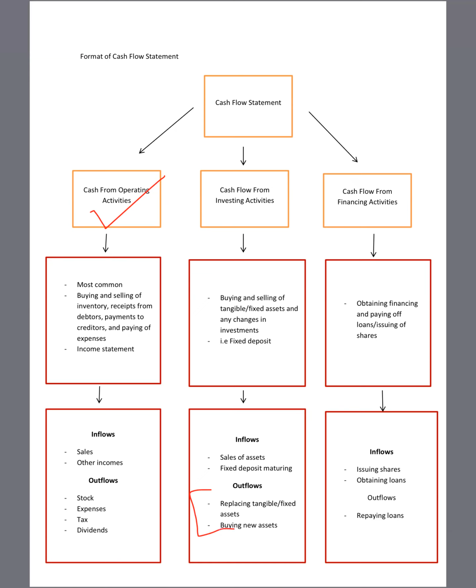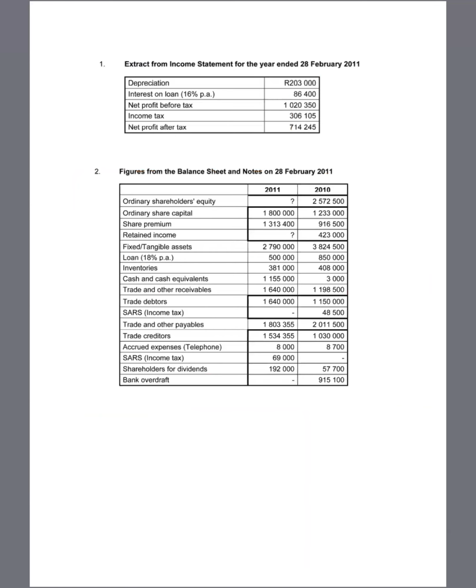So now let's look at the activity we are doing. Let's go to our balance sheet. So here, can you see that we have fixed and tangible assets there? Yes, at the balance sheet. And then let's look, do we have anything else? I don't think so. I think that's the only one.